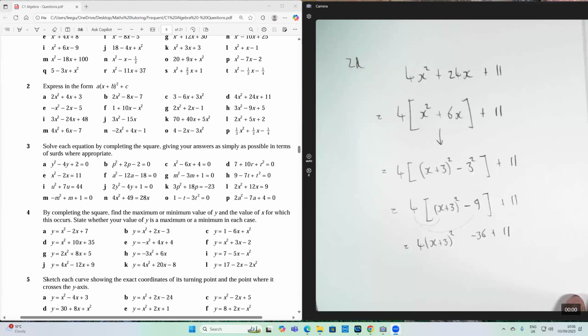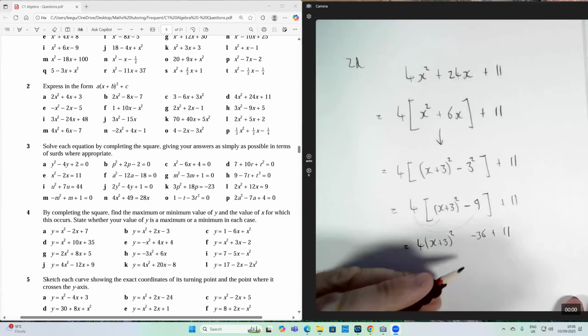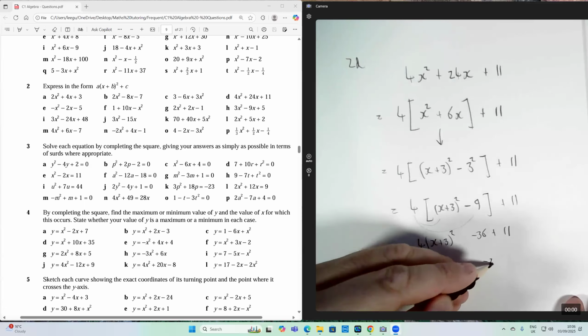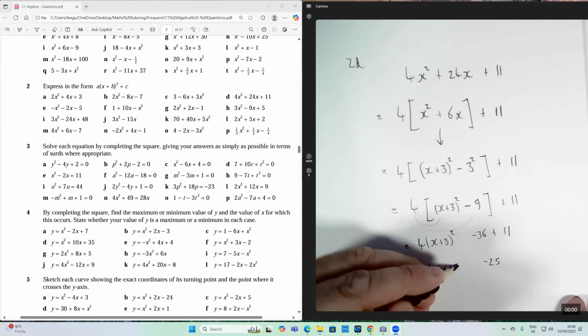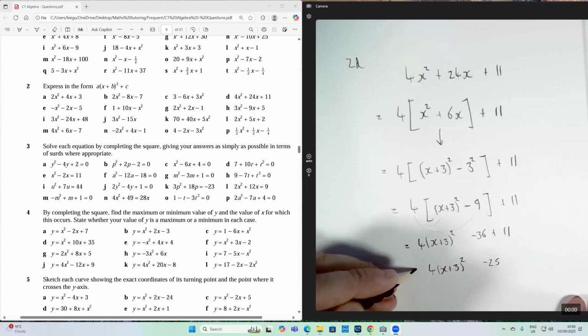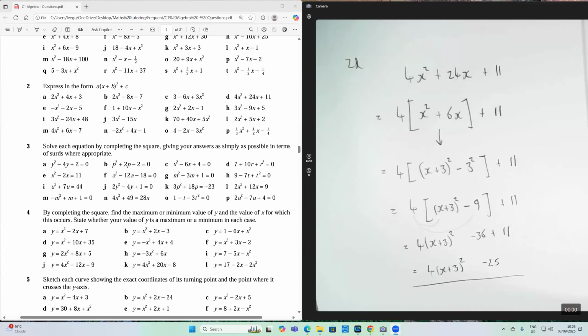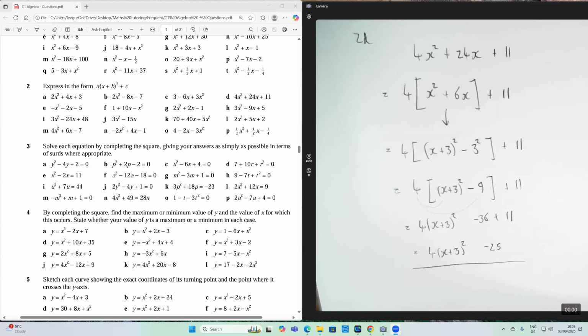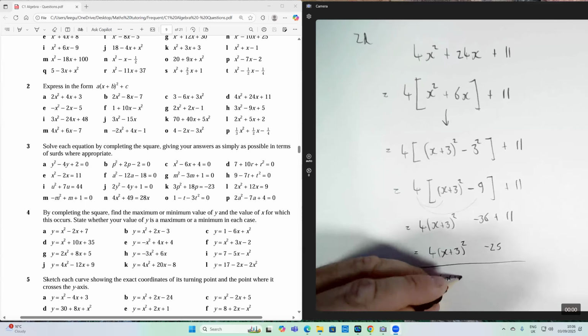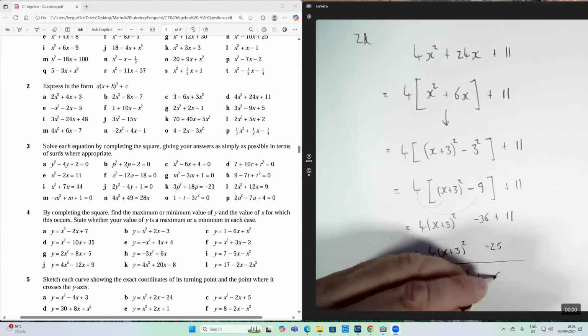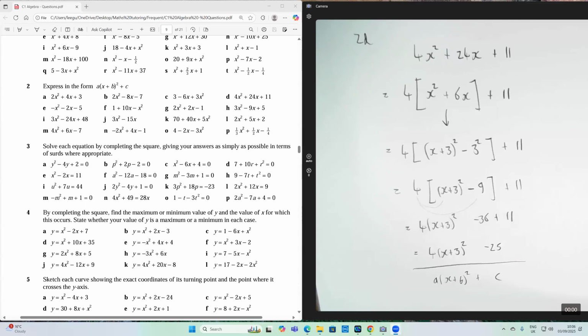And then that one is going to give me minus 25 when I collect like terms there, so minus 25. So 4 open bracket x add 3 all squared minus 25. And that has been written in the required form, because you can see we've got like a (x add b) squared add c. So we've written that in the required form.